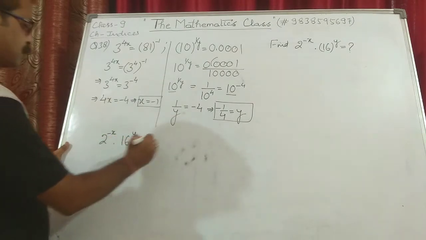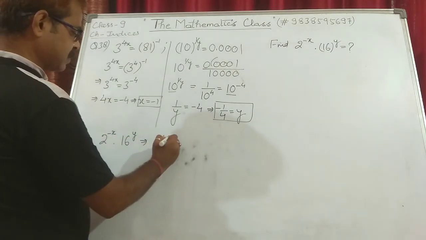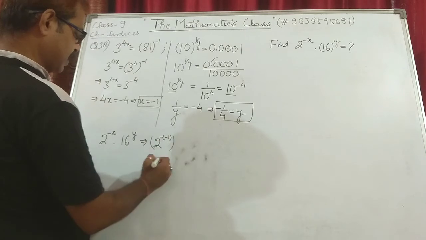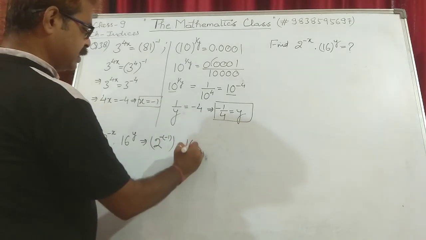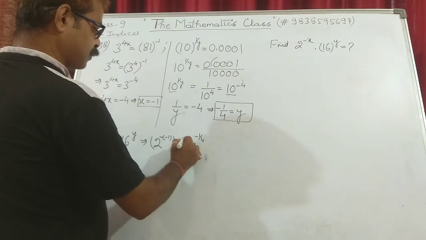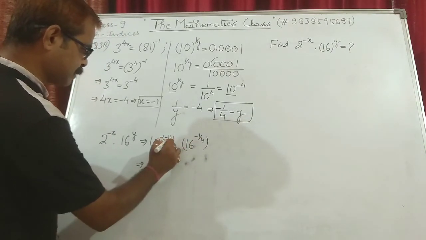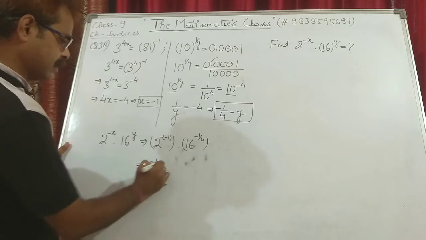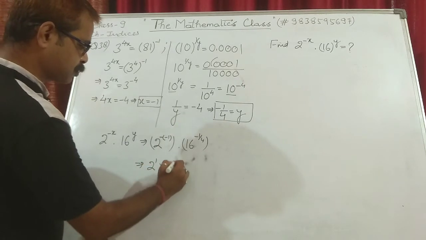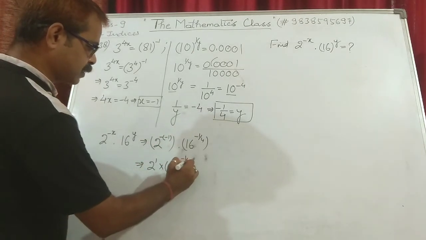So 2 to the power minus of x, where x is minus 1, into 16 to the power y, where y is minus 1 upon 4. This will be 2 to the power minus of minus, and minus will be positive. So simply 2 to the power 1, into 16 can be written as 2 to the power 4, 2 to the 4 is 16, to the power minus 1 upon 4.